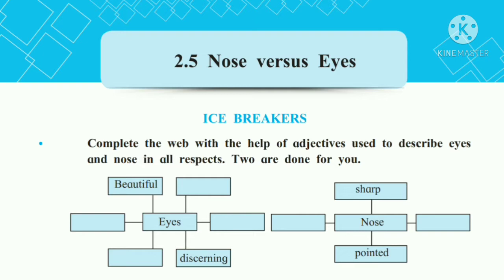Now, eyes being the most important organ of our body, we can describe eyes with the help of various adjectives. Two examples are given there, students. Beautiful eyes. She has beautiful eyes. Discerning, understanding. Expressive eyes. Her eyes are so expressive. Her eyes speak. Dreamy eyes, kind eyes, probing eyes, inquiring eyes.